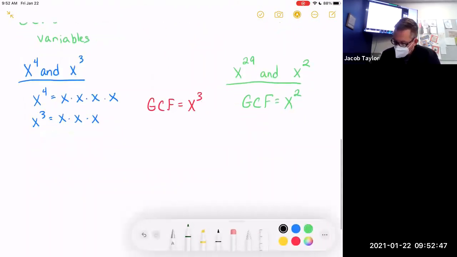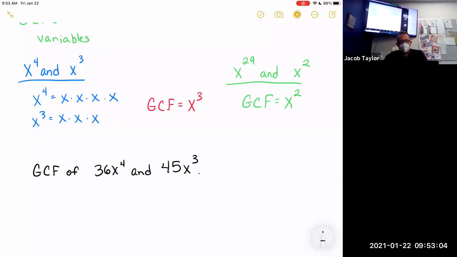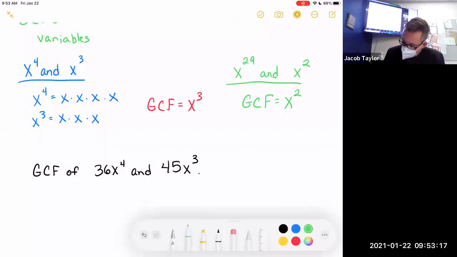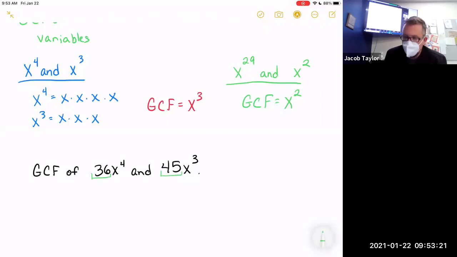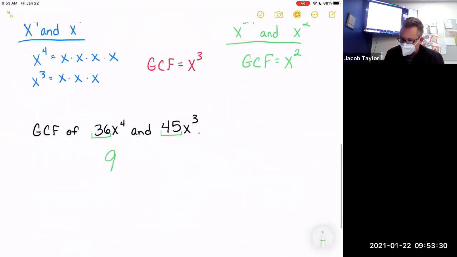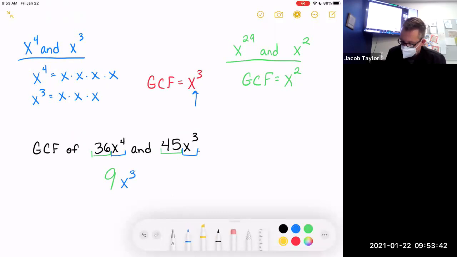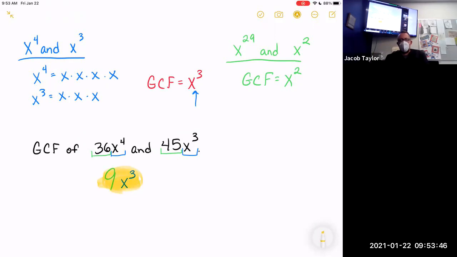So let's put them together. What if I asked you to find the greatest common factor of 36x to the 4th and 45x cubed? We've already done all the math that we need here. We've already found the greatest common factor of 36 and 45, which was 9. We've also already found the greatest common factor of x to the 4th and x cubed. It was x to the 3rd. The answer is 9x cubed.